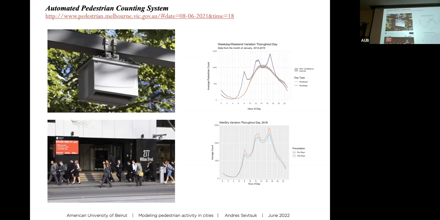And the lower chart here shows how rain or weather can affect that. So on rainy days, the whole pattern shifts down a little bit, but overall pedestrian activity or counts on the city streets are relatively similar in pattern.